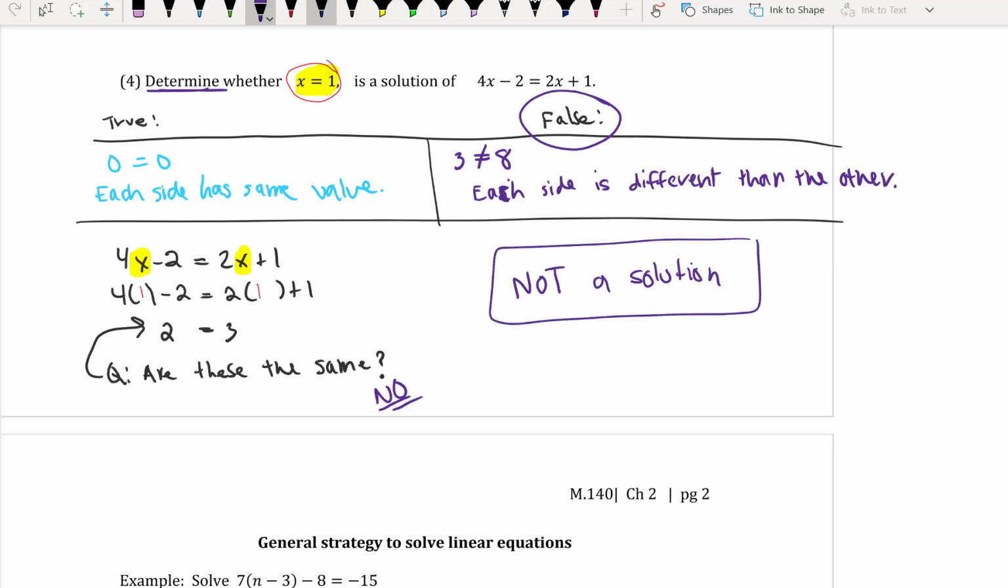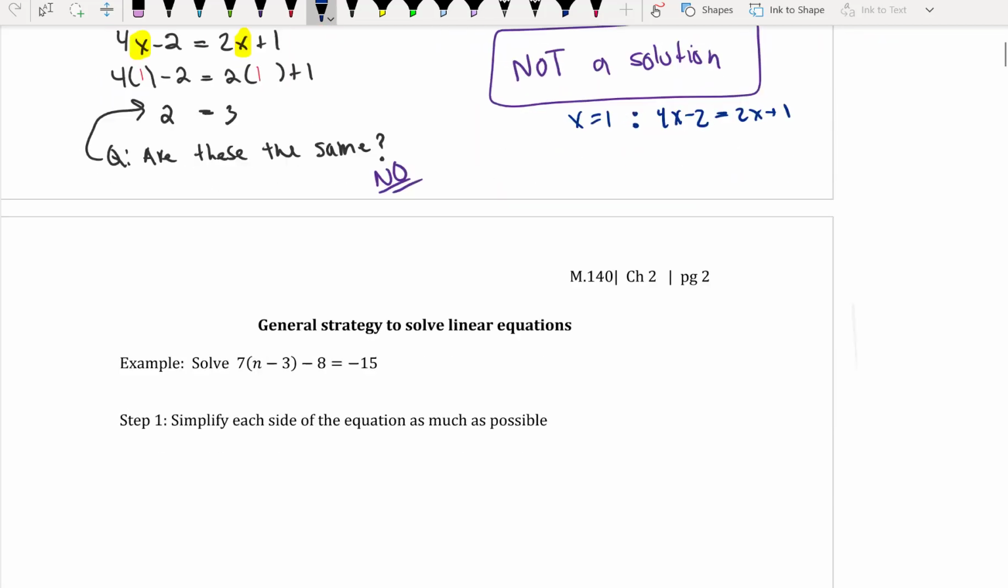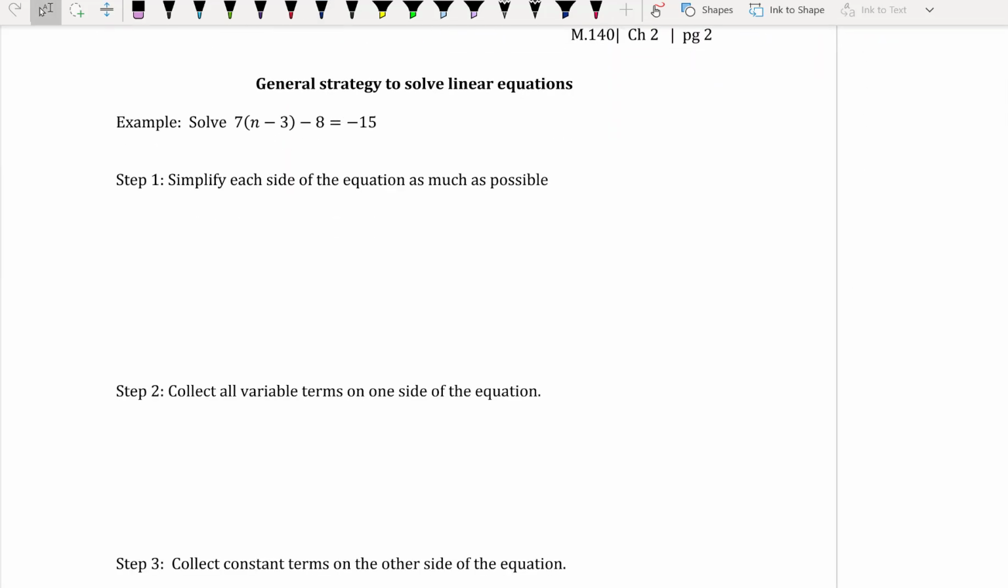And remember, what we had done is that we tried x equals 1 in our equation, 4x minus 2 is equal to 2x plus 1. So when doing these problems, we are going to go step by step, okay? We're just going to get the language of mathematics. So step number 1, we want to simplify each side of the equation as much as possible. So the equation that they're talking about is the one right above. So we really want to solve for this equation.